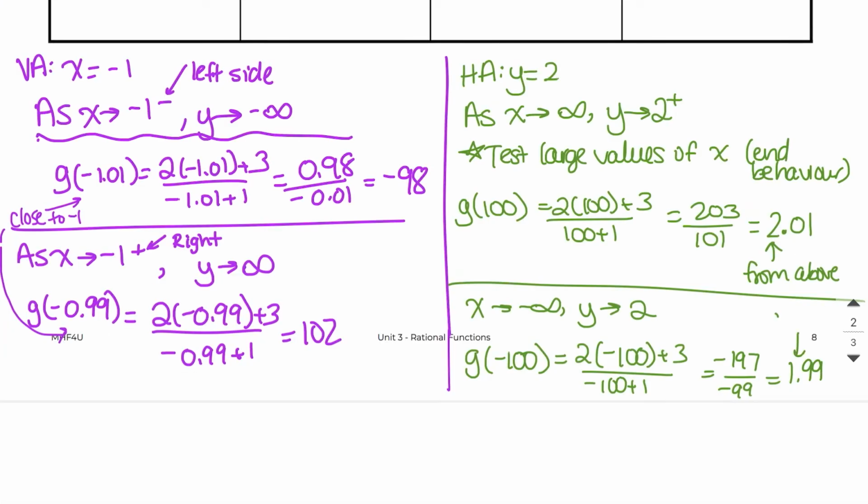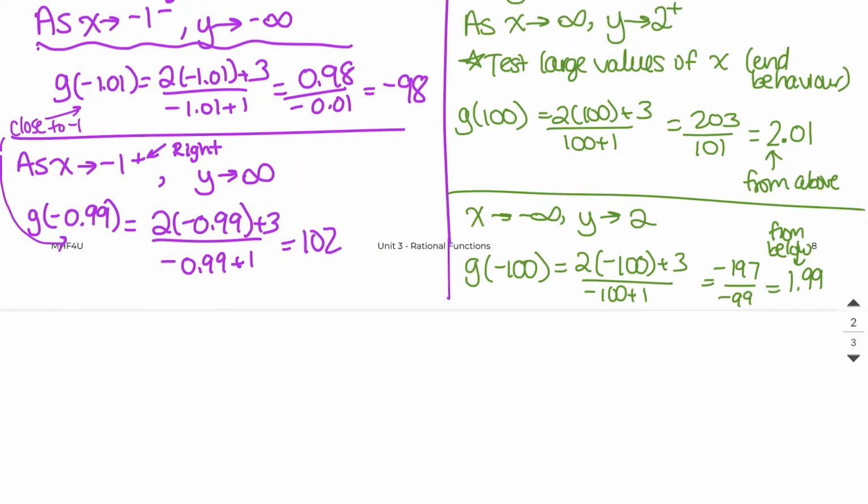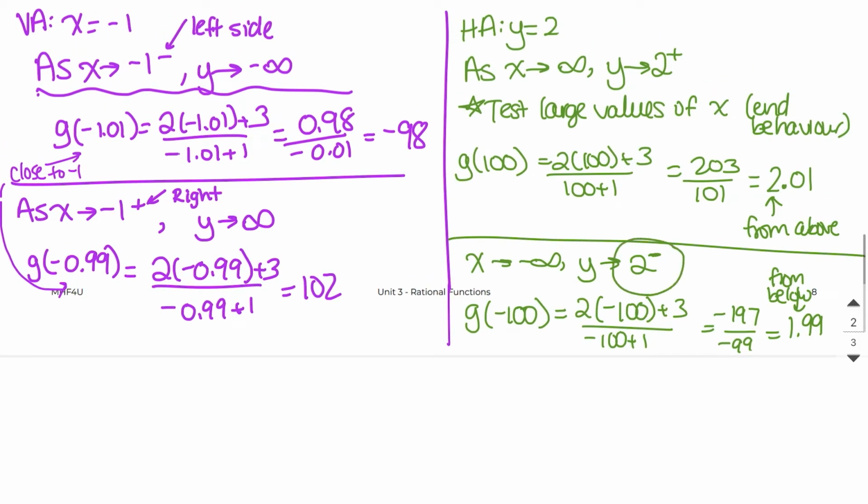So this means that it is approaching 2 from below. That's what this notation right here means. This means from below, and this means from above.